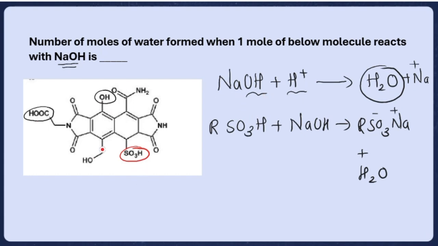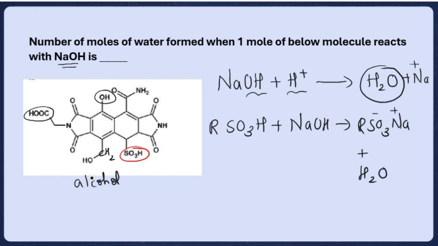However, functional groups like alcohol. So why is this an alcohol? Because the OH is not directly attached to the benzene ring. In fact, it is attached to the benzylic carbon. So here we have a carbon, right, an sp3 hybridized carbon. Hence, this is an alcohol.